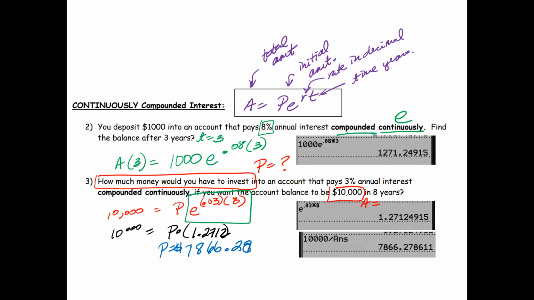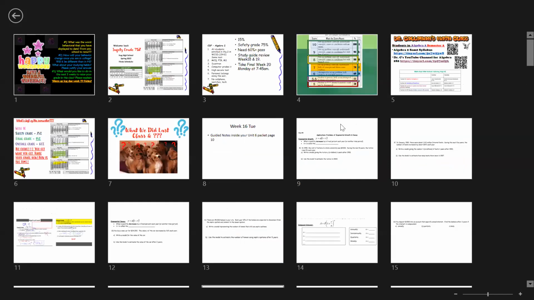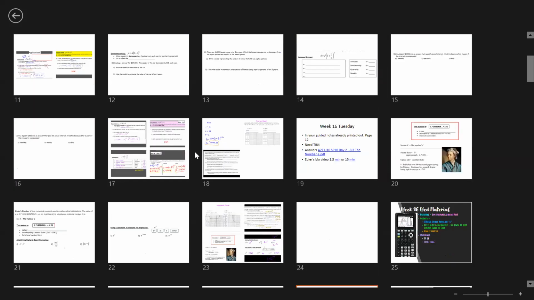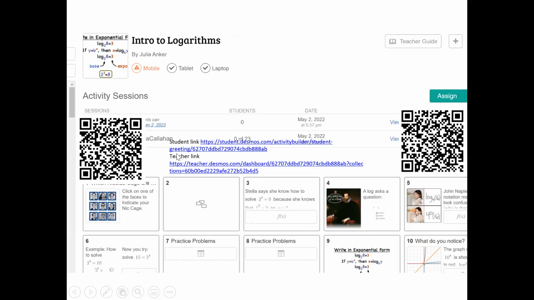All right, I'm going to stop right here. We'll continue working with these questions. Next, I'm going to have you go to your Desmos. We're going to start off with this QR code. Oh, there it is. I was wondering where it was. Go to that QR code, sign in using either your Google account or a Desmos account, and then go ahead and get started. It's just introduction to logarithms.